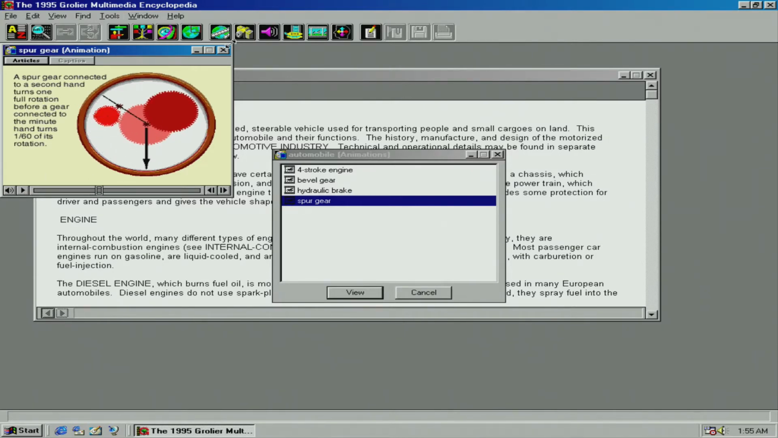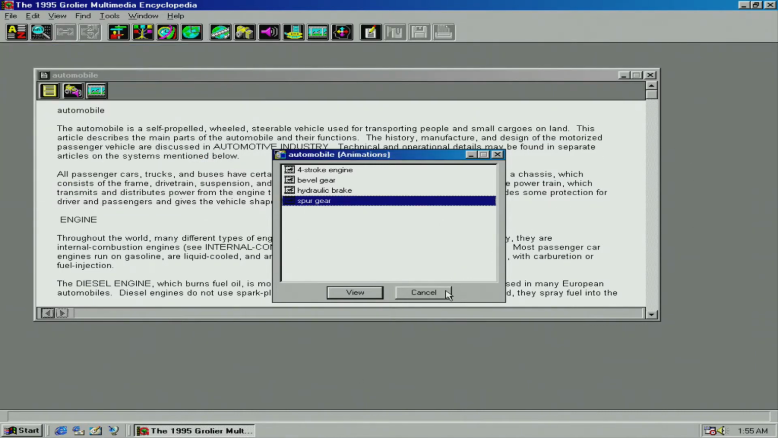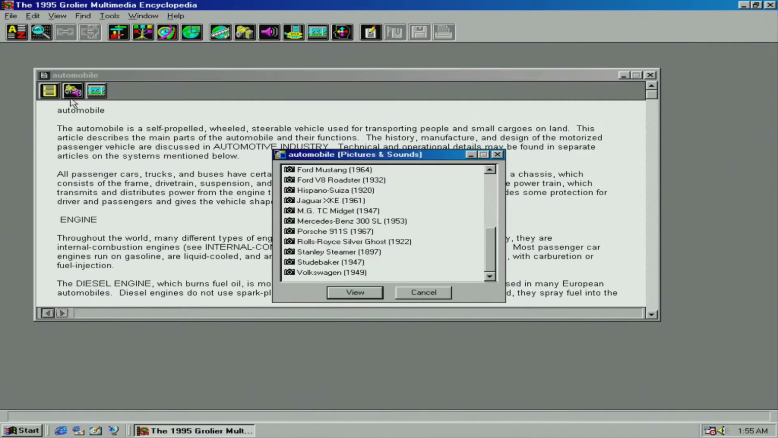So this is very interesting. You have something like this. You also have pictures.